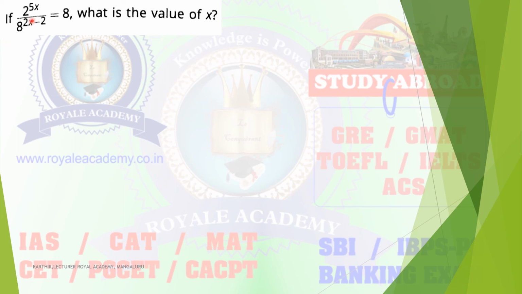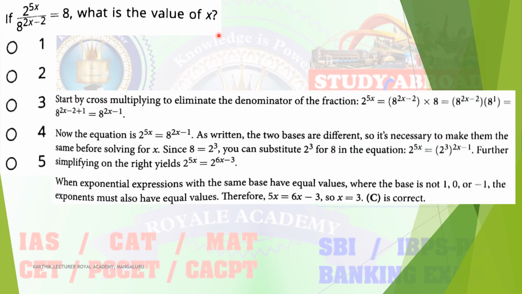If 2 to the power of 5x divided by a to the power of 2x minus 2 is equal to 8, what is the value of x? You have to determine the value of x. So how do we determine it? We'll see one by one. These are the options 1, 2, 3, 4, 5. So we start with the question.